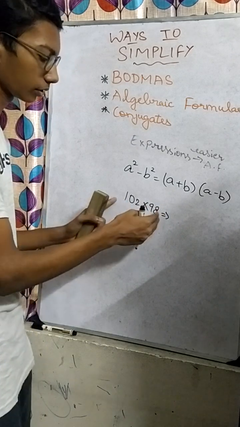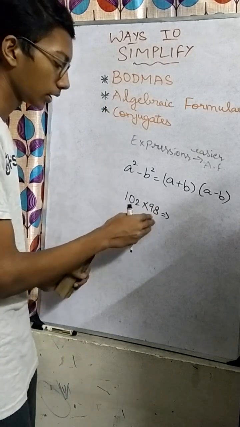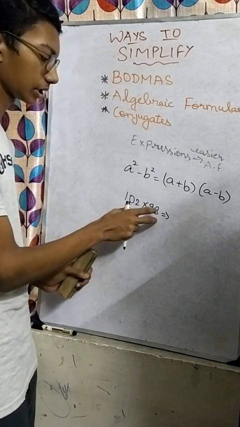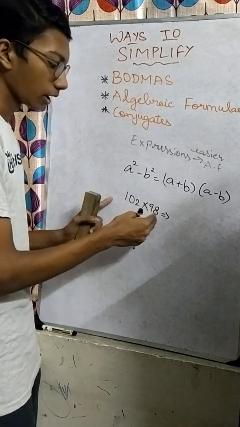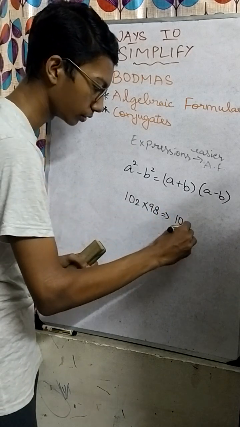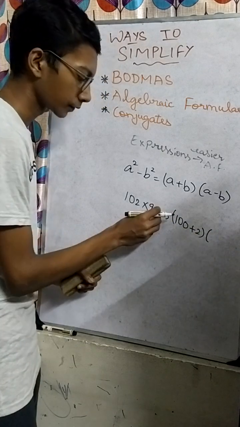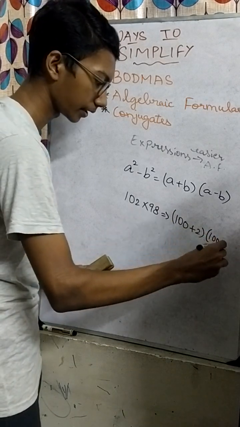This is something we know, we have multiplication, but this is multiplication with big numbers. So we cannot do multiplication easily with this. But what we can do is use this formula for solving this. How we will do it is, we can write 102 as 100 plus 2 and 98 as 100 minus 2.